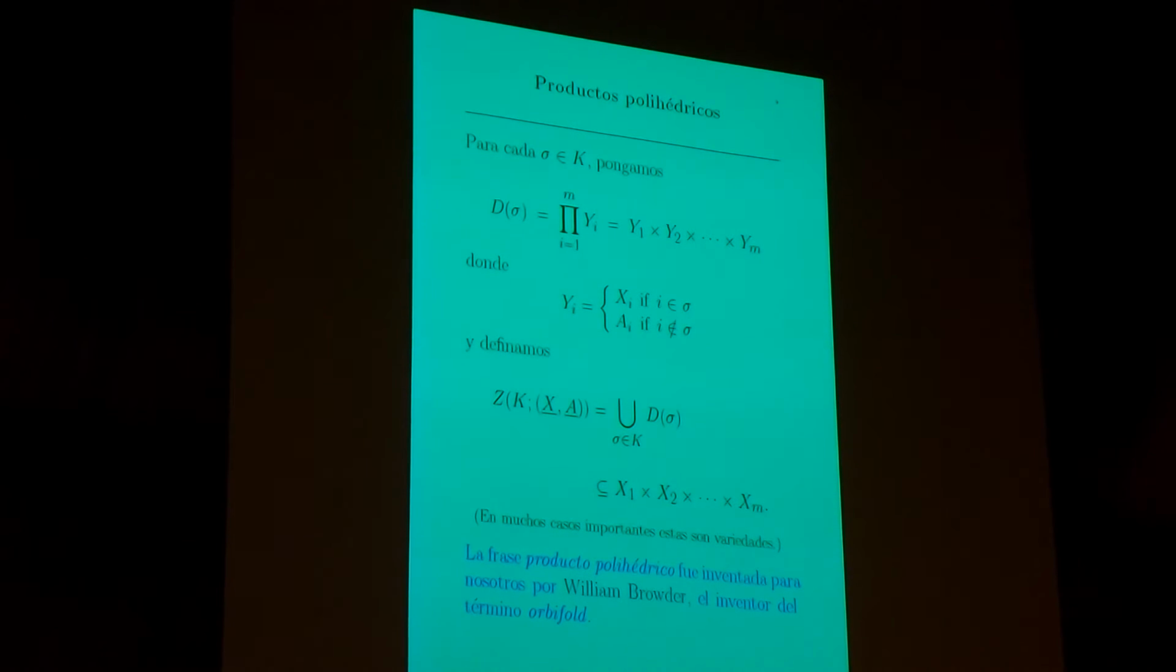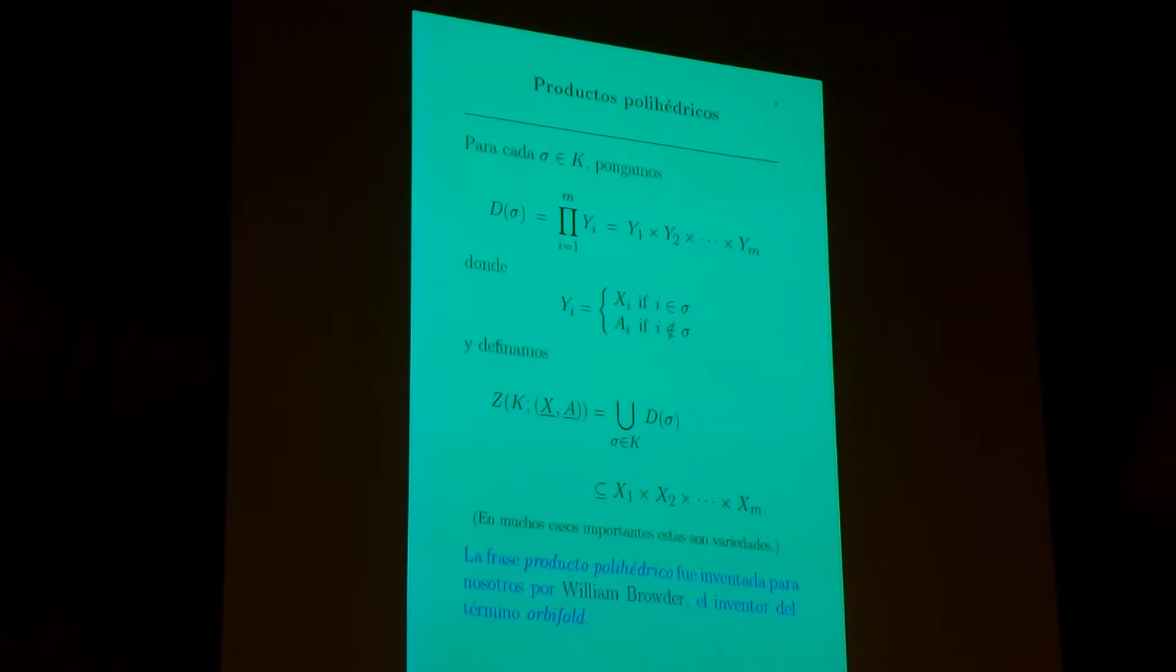You take every sigma in K. So sigma is a subset of the set of vertices. And I make a Cartesian product. Length is the same as the number of vertices. y_i is x_i if i is a vertex in sigma, and y_i is a_i if i is not a vertex in sigma. And so the space I define is the union. I just combine everything to make this space.